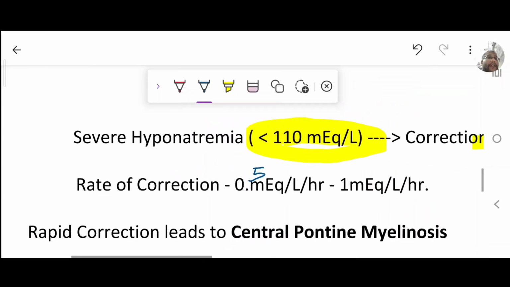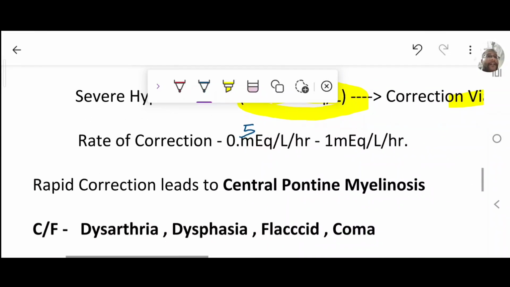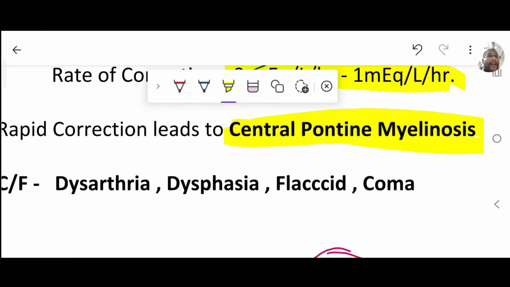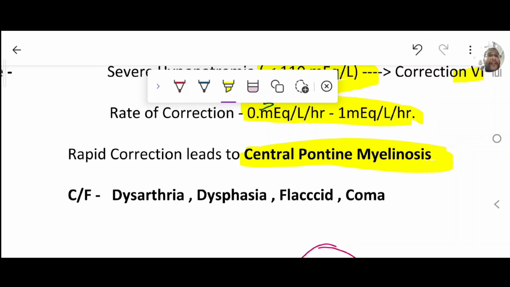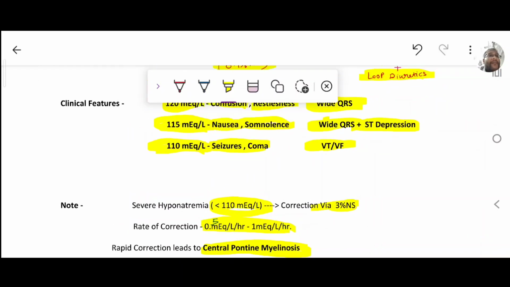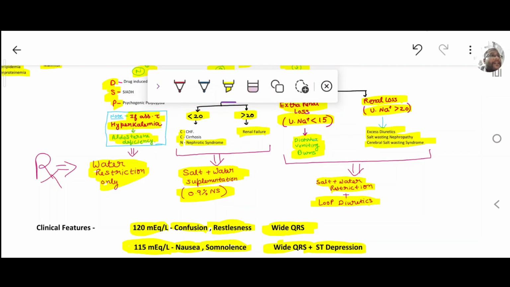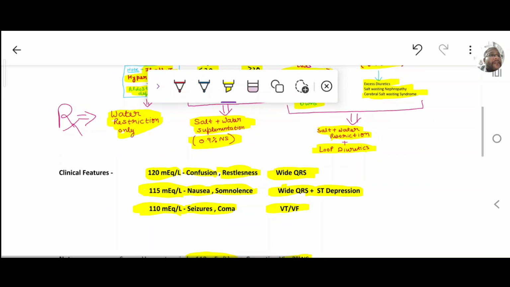Okay, guys. We have to keep the rate about this. If the rate of correction is more than this, then there will be central pontine myelinolysis, and the clinical features will be dysarthria, dysphagia, flaccid paralysis, and coma. So this is very, very important, guys. This hyponatremia is very important. In the next lecture, we will discuss how to correct the sodium levels.